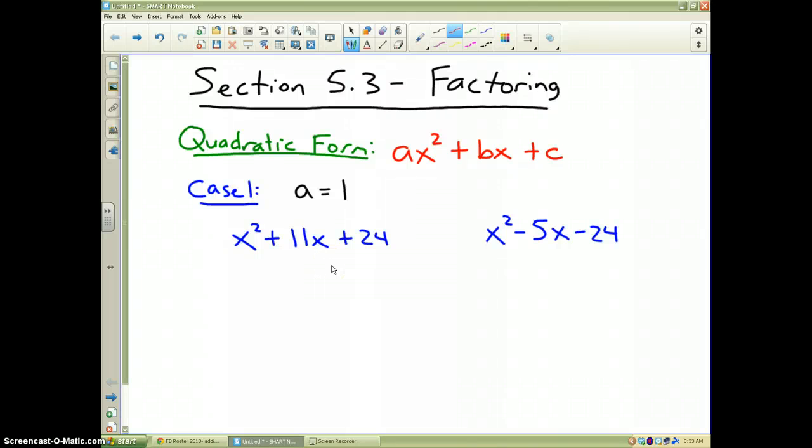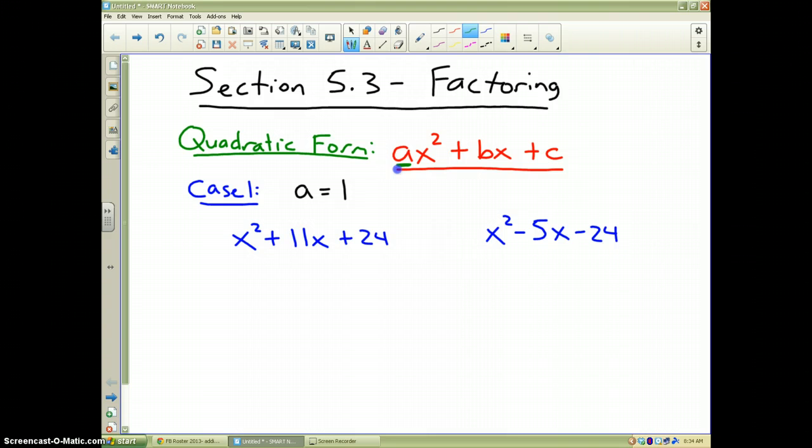The first skill in section 5.3 that we need to practice is factoring, because we're going to get into solving quadratic equations, and one way to solve them is by using the factoring technique. Now, from the last video, remember that quadratic form is ax squared plus bx plus c. And I said that's probably the most popular form. And when you factor, there's different things to look at, but most importantly, we need to look at that a value. And there are two cases.